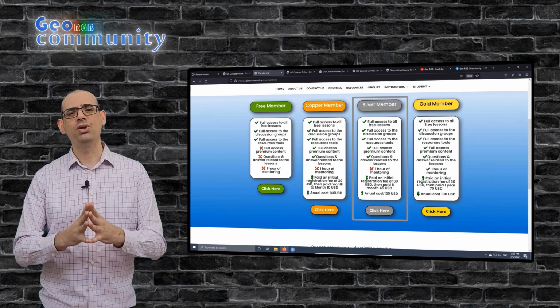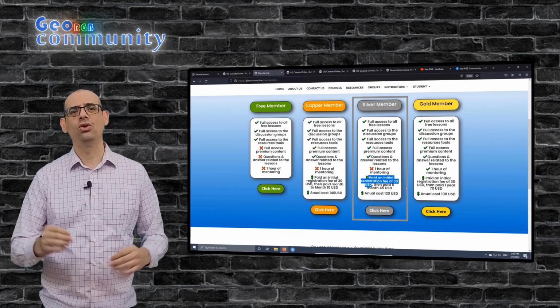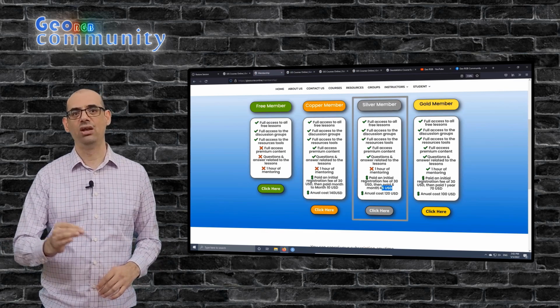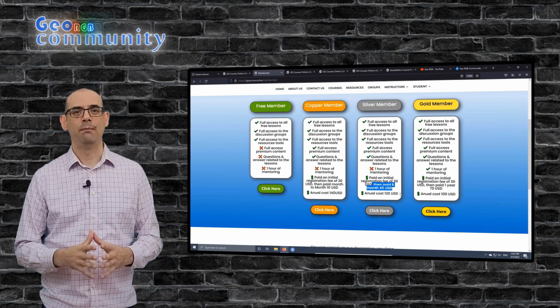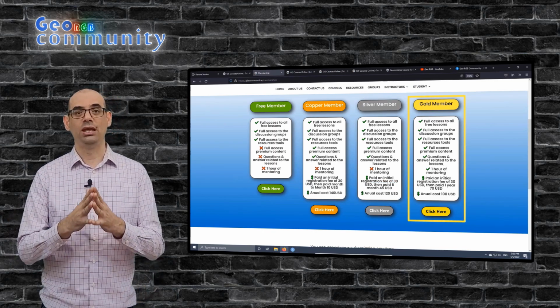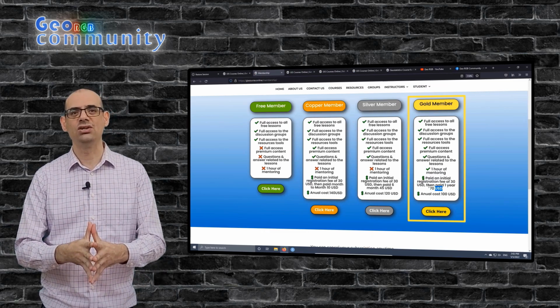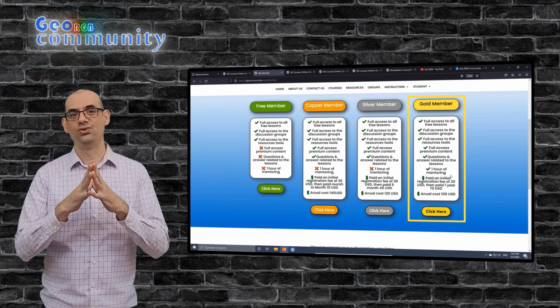The second membership is going to be the silver. For the silver, you are going to pay $30 as an initial registration fee, and then you are going to pay $45 per 6 months. And the gold member is going to be, again, you are going to pay $30 for the initial registration, and then $70 for a full year of subscription.